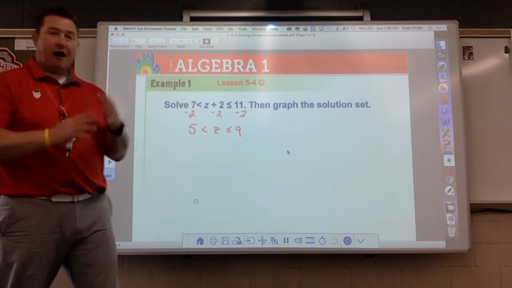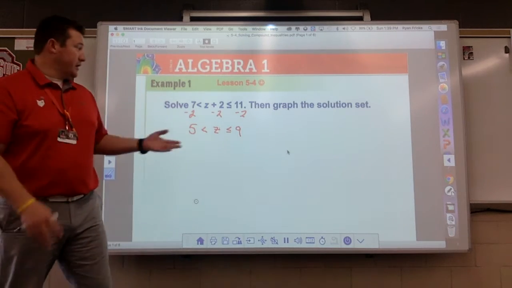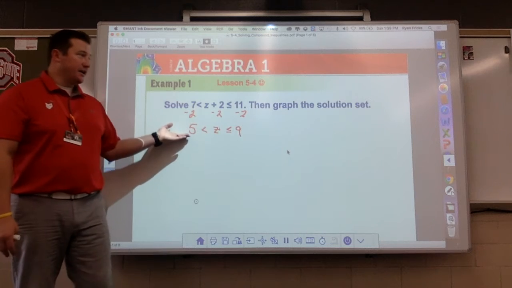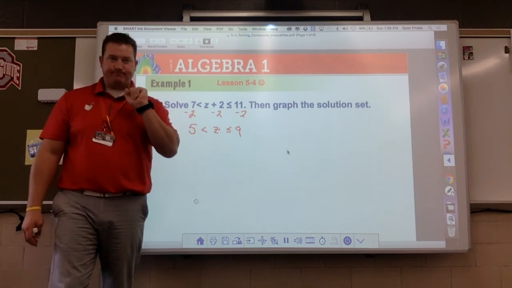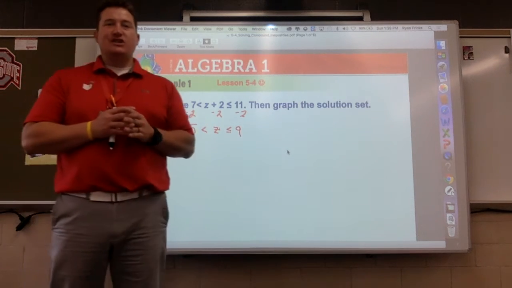Okay? So there we go. I've solved this compound inequality. Bam. Done. Now the tricky part. It says graph it.